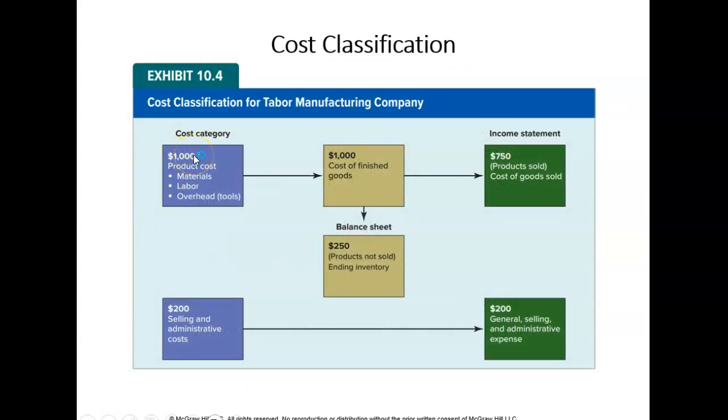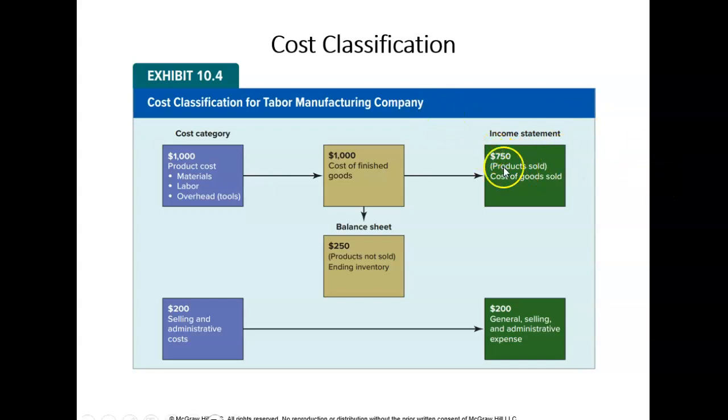So remember the $1,000 that we said we spent to make those 4 tables? That initial cost is going to be shown as an asset. All right. The cost of the finished goods is shown as an asset. So if you remember, there were 4 tables that we produced. Let's assume that we sold 3 of those tables. Well, the cost of those three, 250 each times 3, is 750.